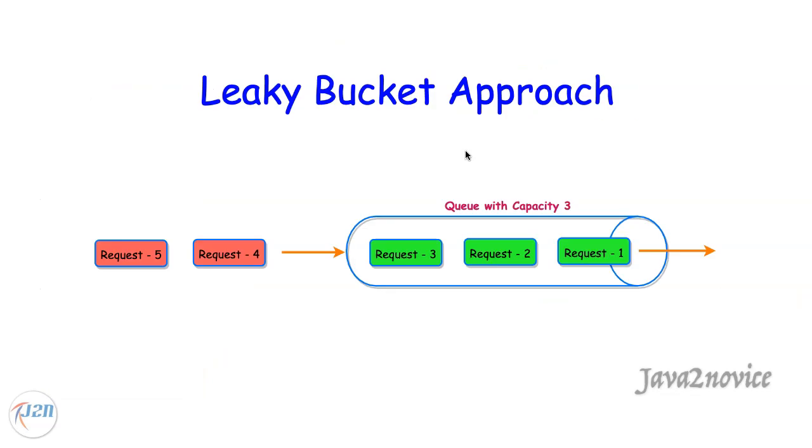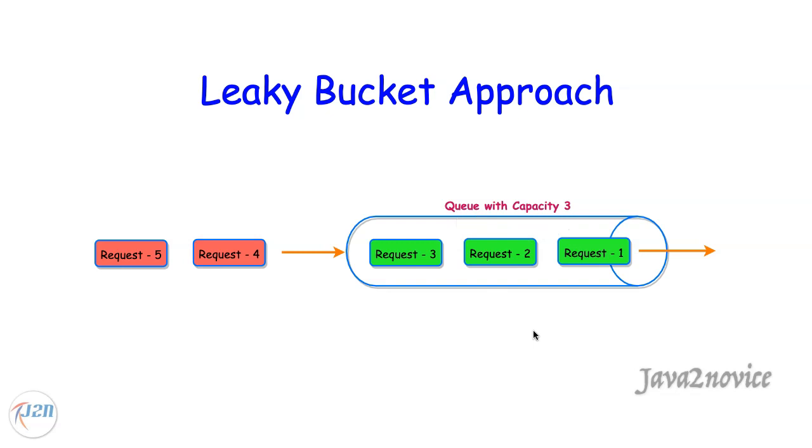The next approach is based on leaky bucket. Leaky bucket is a very simple and intuitive approach to rate limit based on a queue. The queue holds all incoming requests. The queue always comes with a fixed size. Let's say that the queue size is 3 in our example.